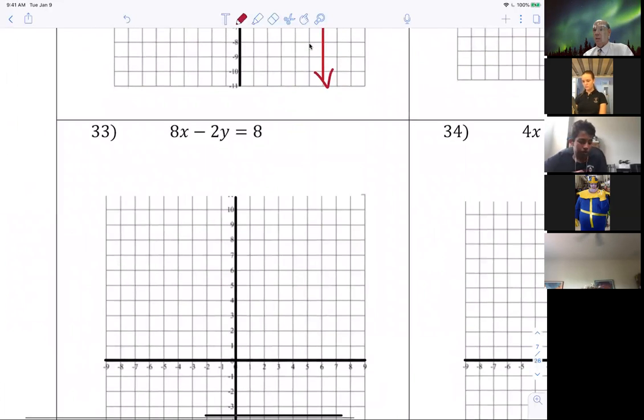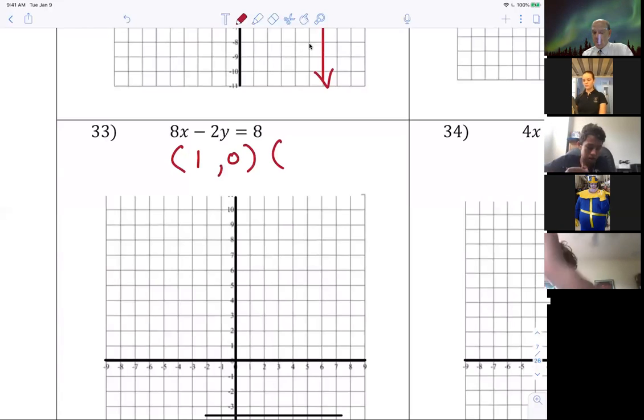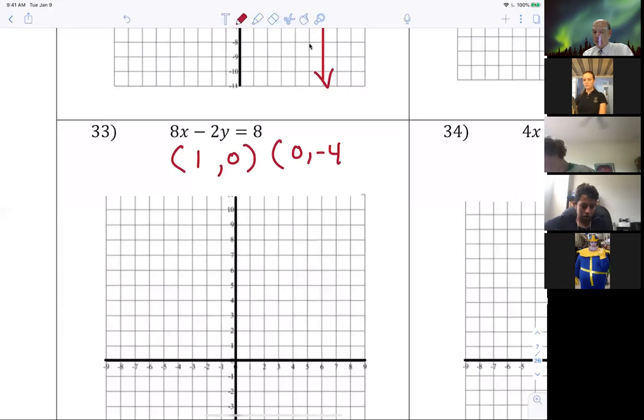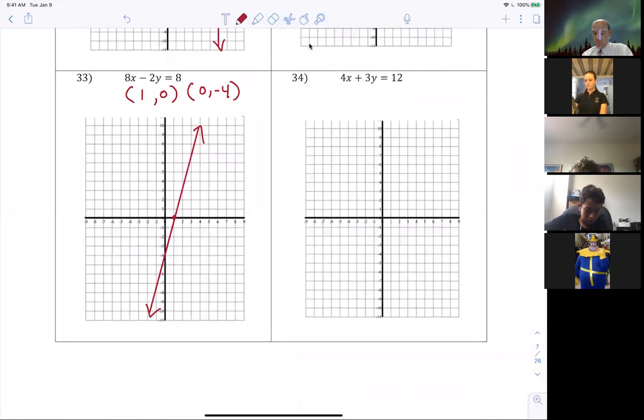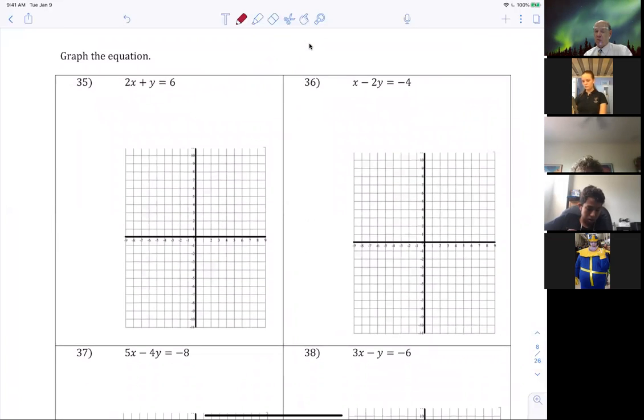All right, so here we go. Zayden, tell me what the x-intercept is here. The x-intercept is 1. Good. And Harris, what's the y-intercept? -4. You're awesome. All right, everybody's good. So now let's graph (1, 0), (0, -4), and let's draw it. Simple, simple. All right, now we're just graphing.